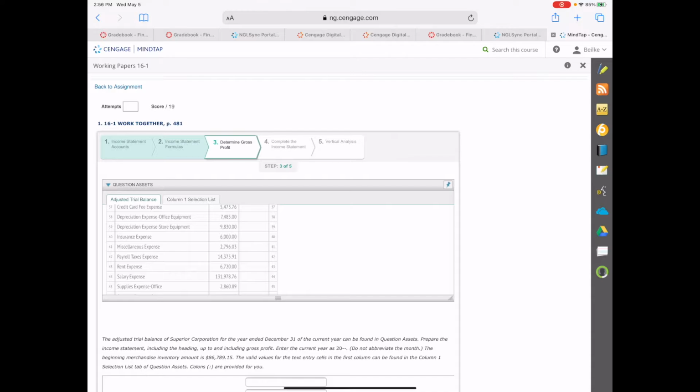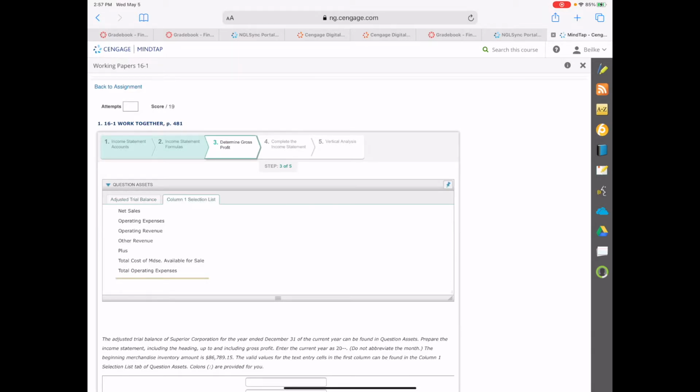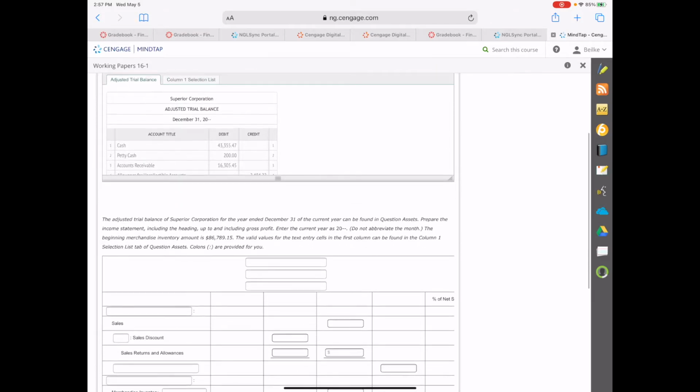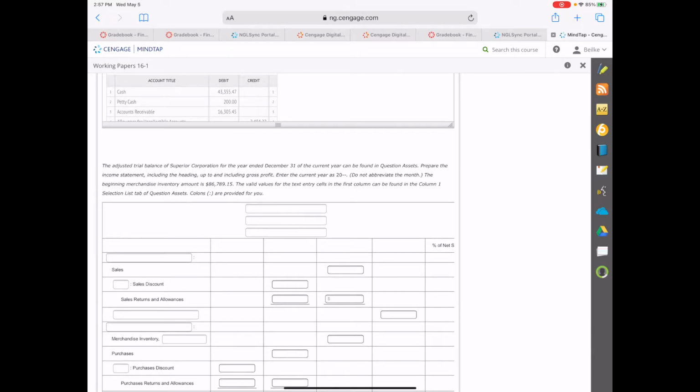Part 3, we're going to determine the gross profit. So we're going to do part of your income statement. We'll use your adjusted trial balance here, and then it has words that you're going to use for column 1 listed there. It says the adjusted trial balance of Superior Corporation for the year ended December 31st of the current year can be found in the question assets. Prepare the income statement, including the heading up to and including gross profit. Enter the current year as 20 --. The beginning merchandise inventory is listed there.